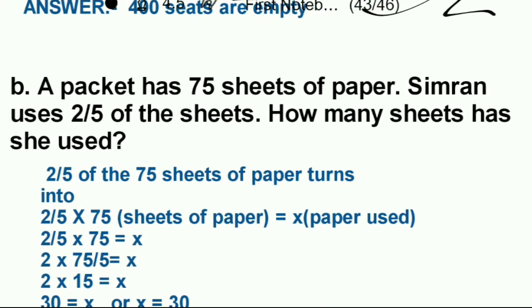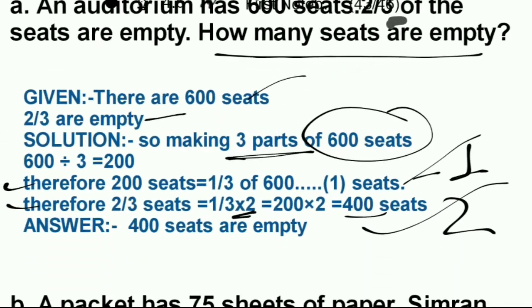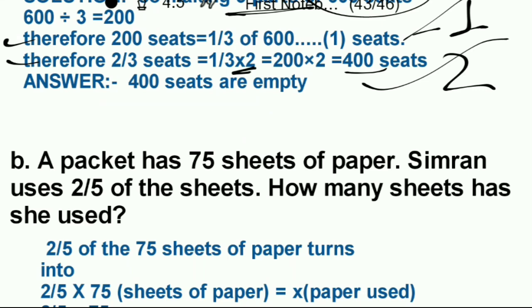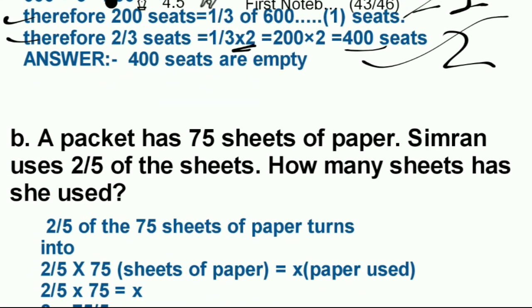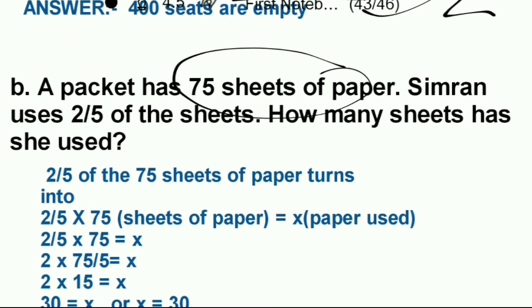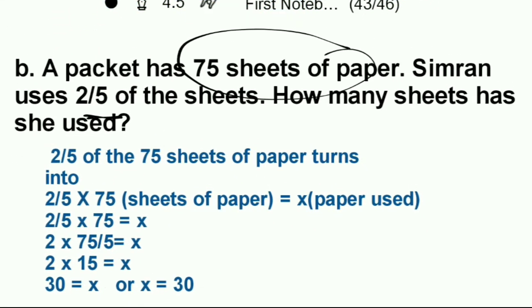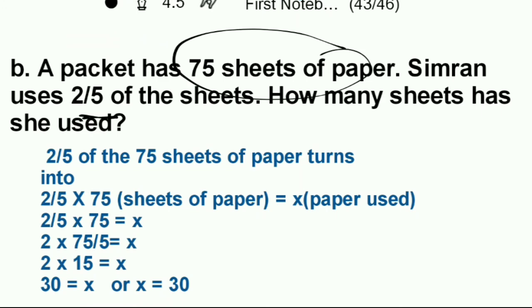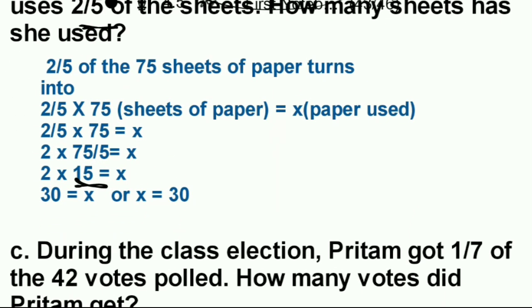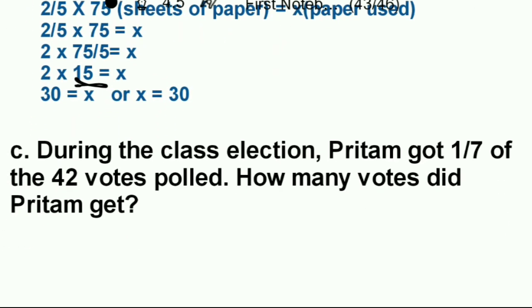Question number 2. A packet has 75 sheets of paper. Simran uses 2 by 5 of the sheets. How many sheets has she used? So 75 sheets of paper are there and she used 2 by 5 parts. So first we can write like this, or we can find the one part. One part is 75 upon denominator. Denominator is 5, so that will come 15. And 15 twos are 30. So total 30 sheets she has used.